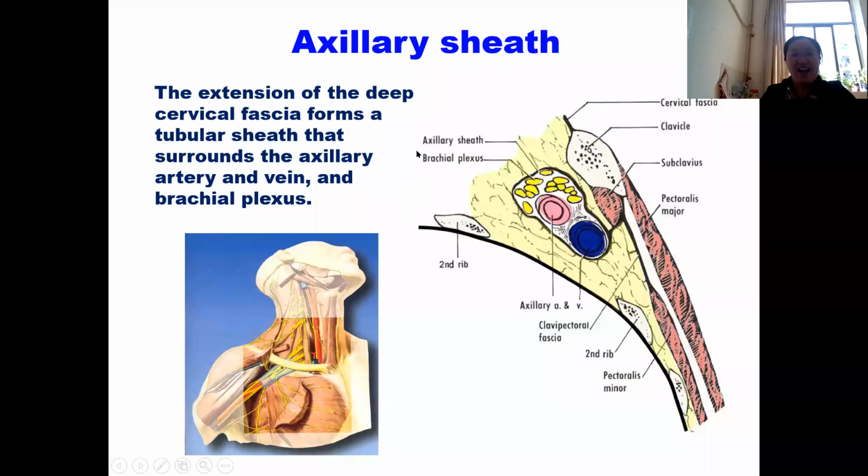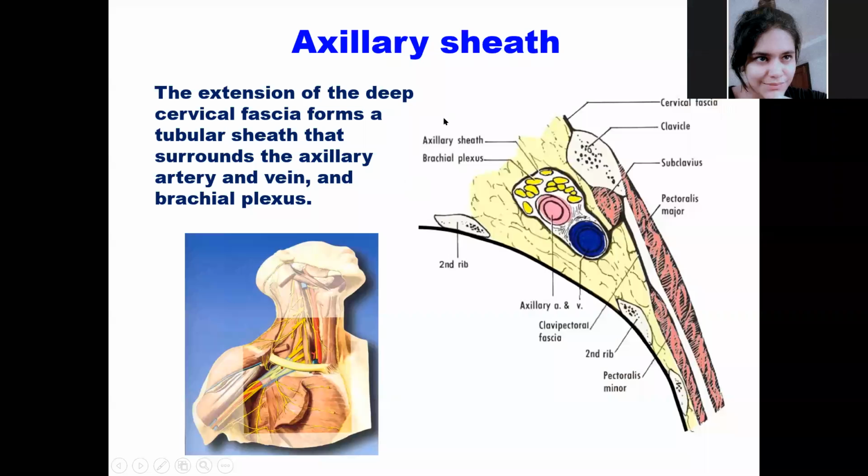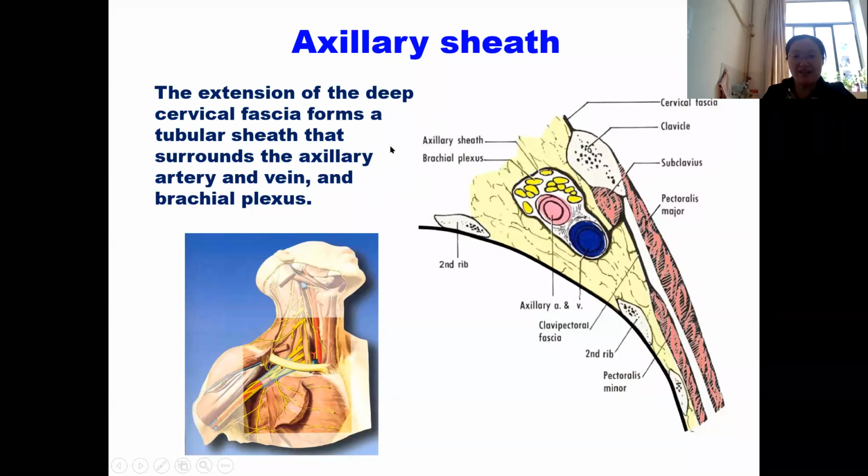You're welcome. And so the key points for the axillary region are the boundary of the axillary fossa, the contents of the axillary fossa, and then the concept of the axillary sheath. For the boundary and the contents, especially the artery, nerve, and lymph nodes are very important key points for this part. Okay.